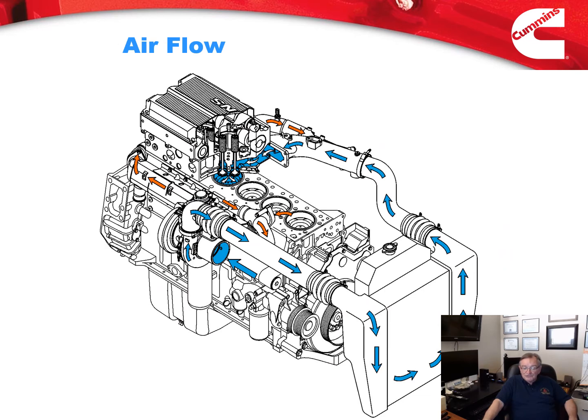The airflow system goes from intake through the turbo, through the charged air system, through the charged air cooler in the front of the engine. So we're starting at the turbo, taking the air in, going through the charged air cooler, and going into the intake side of the engine.